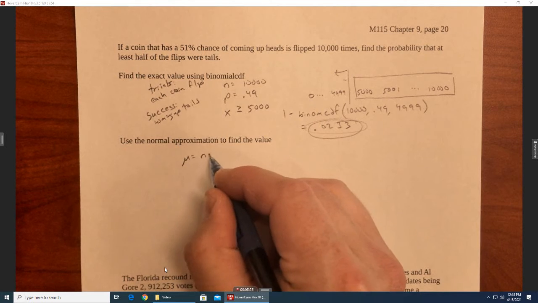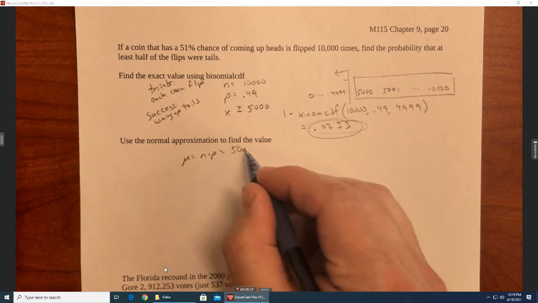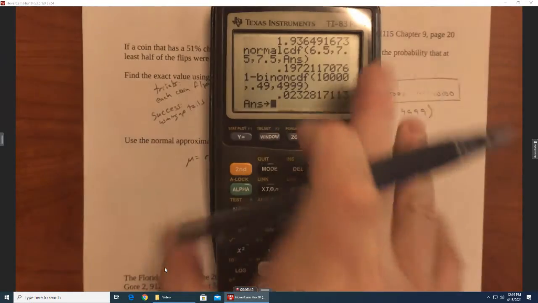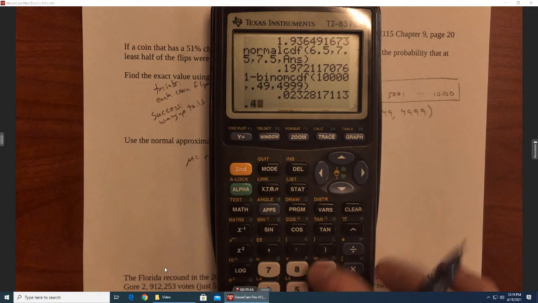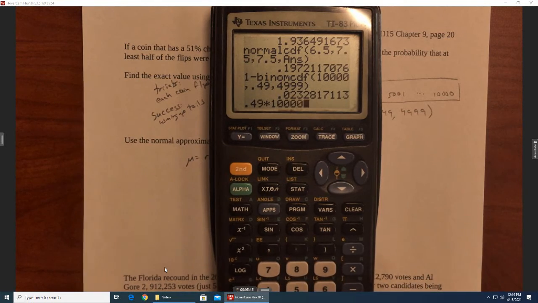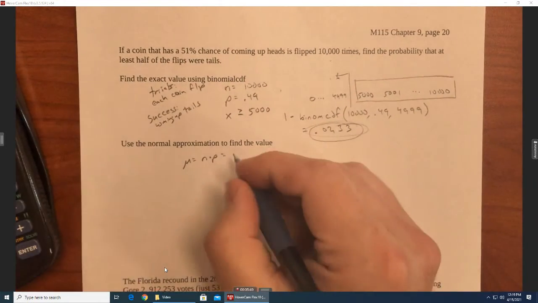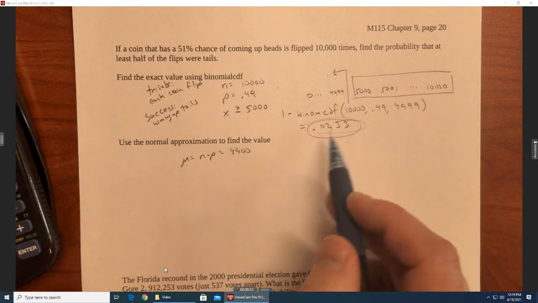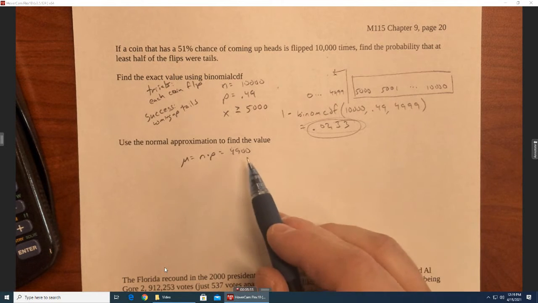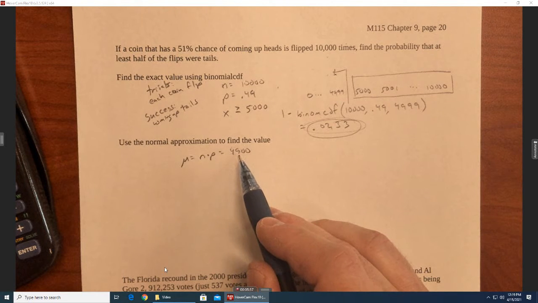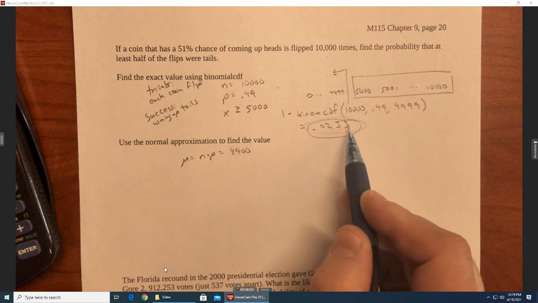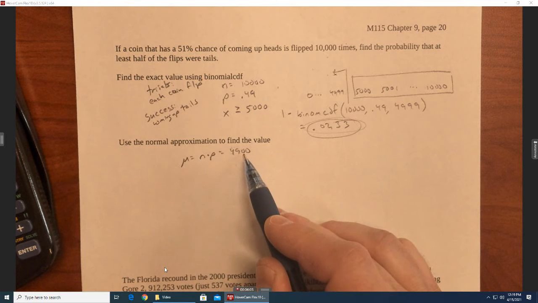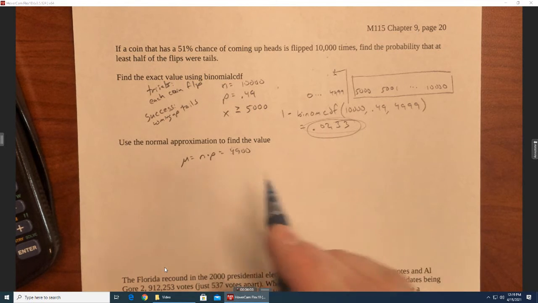So our mean is equal to n times p, which is 5,000. No, that's not 5,000. Our mean is 0.49 times 10,000, which gives us 4,900. Already you can kind of see why this value right here is pretty unlikely. Our expected number of heads is 4,900. We're talking about getting at least 100 more heads than our expected value. That's kind of why this is a bit unlikely.